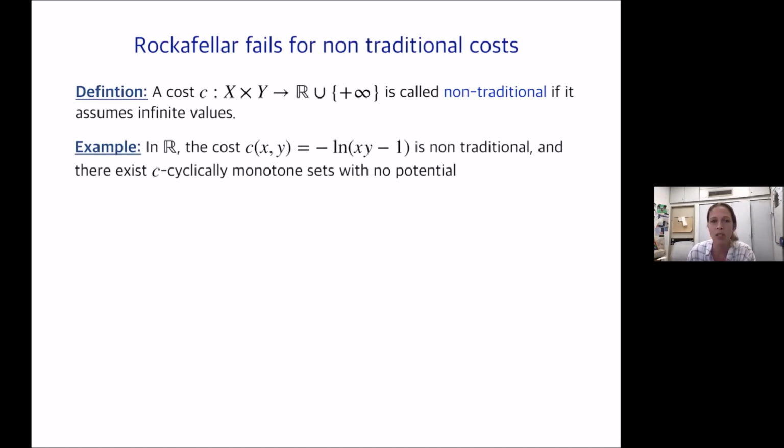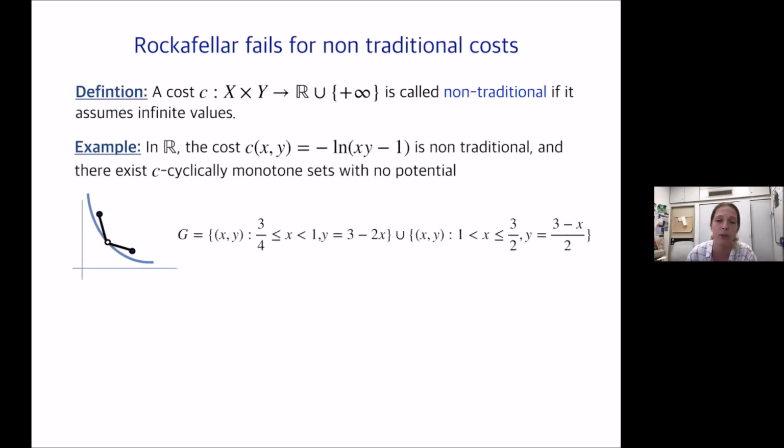So it's one-dimensional, so it's just minus log of x times y minus 1. It's a non-traditional cost. And here is a set in R times R, in X times Y, which I claim is c-cyclically monotone and has no potential. Here I also wrote the formal definition of the set. Of course, it's really not important. The point is this hole that it has in the middle.